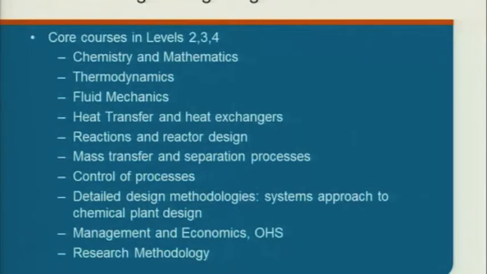Okay, so what do we do? These are our core courses in levels 2, 3 and 4, starting off with chemistry and mathematics and thermodynamics and fluid mechanics. We also have, and that's not listed here, a bio-nano course in second year. Then going on to heat transfer and heat exchangers, reactions and reactor design, mass transfer and control of processes. Detailed design. So we have 2 separate design units, one in third year and then a major design project in fourth year.